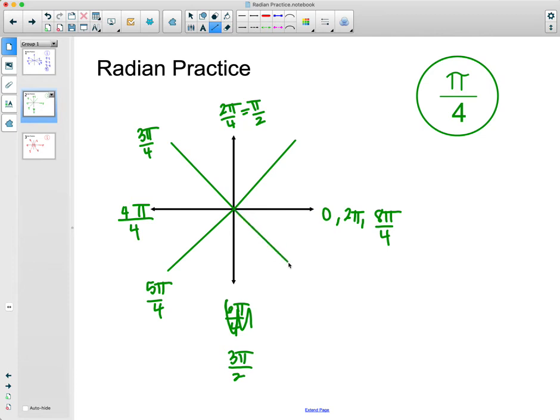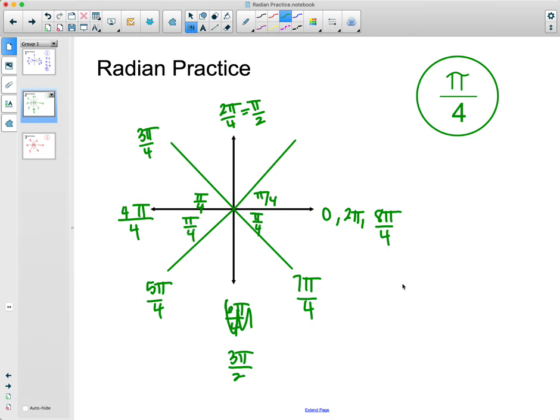Another pi over 4 this way. Okay, so 5 pi over 4, 6 pi over 4. This is 7 pi over 4, which is 1 pi over 4 before you get all the way to 8 pi over 4. Okay, so all of these are pi over 4 reference angles just in the different quadrants.